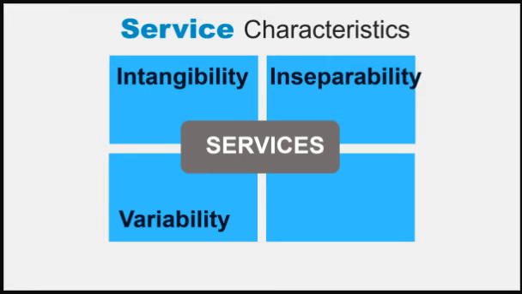Perishability. The last characteristic. It is impossible to store a service for later sale or consumption. That's perishability.